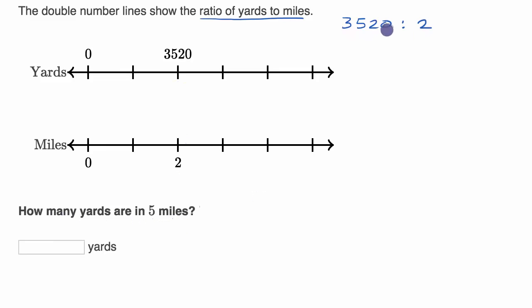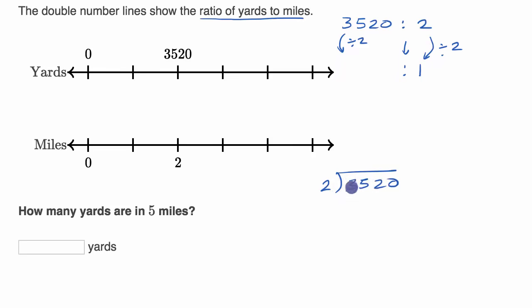Well, the way my brain wants to do it is, well, let's just think about how many yards are in each mile. So if the ratio is 3,520 to 2, well, how could I rewrite this ratio so it is how many yards for every 1 mile? So to go from 2 to 1, I am dividing by 2. So I would want to divide this by 2 as well.